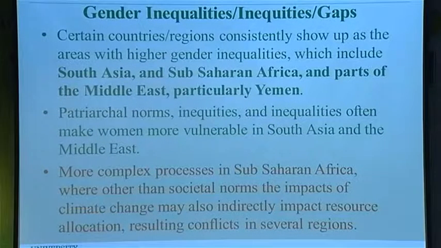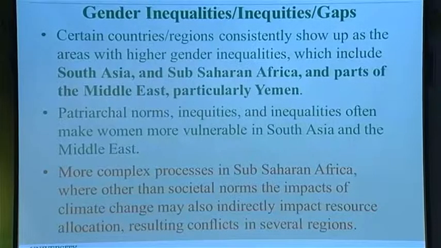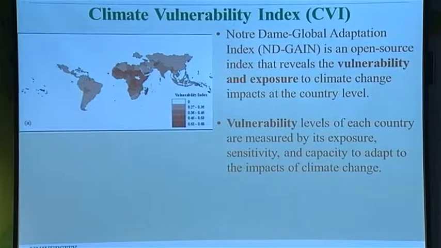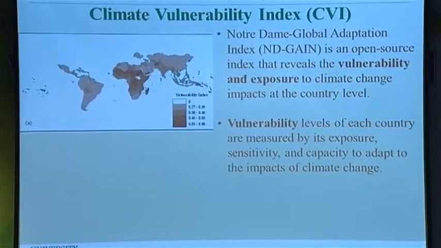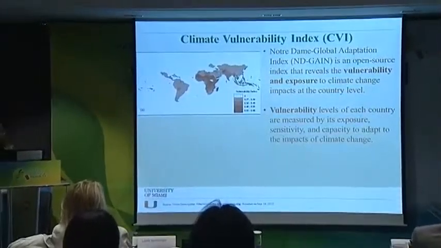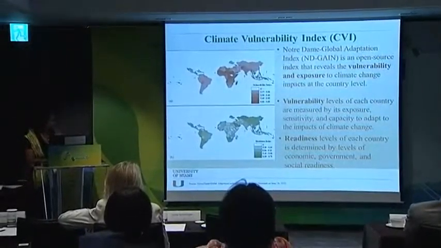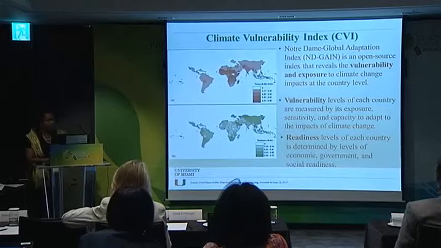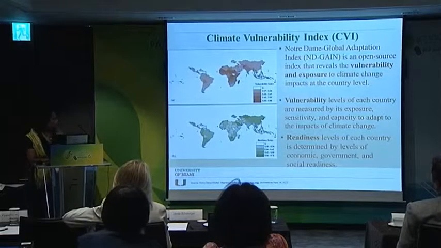After I mapped the gender spatial patterns and gender gap indices, next I looked at the climate vulnerability index. It has been developed by the Notre Dame Global Adaptation Index and is freely available on the web. They have two indices you can use. One is the vulnerability index, the top map, which shows how vulnerable each of these countries is to climate change. The bottom one shows the readiness, how ready these countries are.